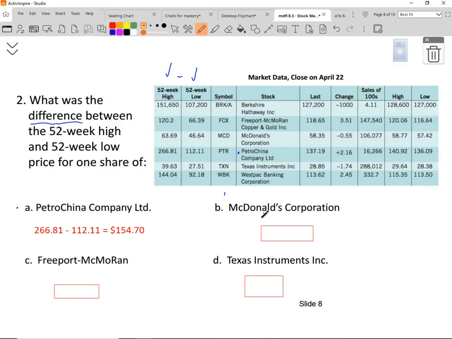The next one I asked about is McDonald's. So go here, look at McDonald's. And the weekly high and low, 63.69 minus 46.64, 17.05.